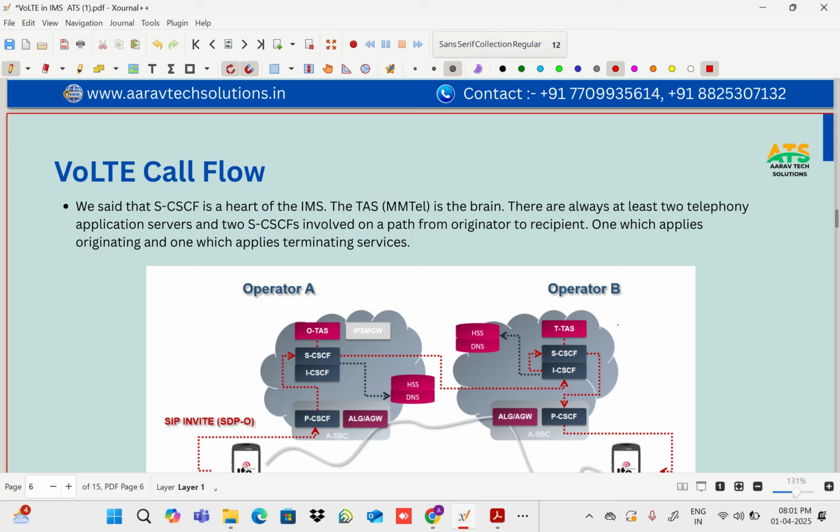So here we'll discuss the VoLTE call flow. We said that the S-CSCF is the heart of IMS, and MMTEL is the brand. There are always at least two telephony application servers and two S-CSCFs involved per path from originator to recipient: one which applies originating and one which applies terminating services.